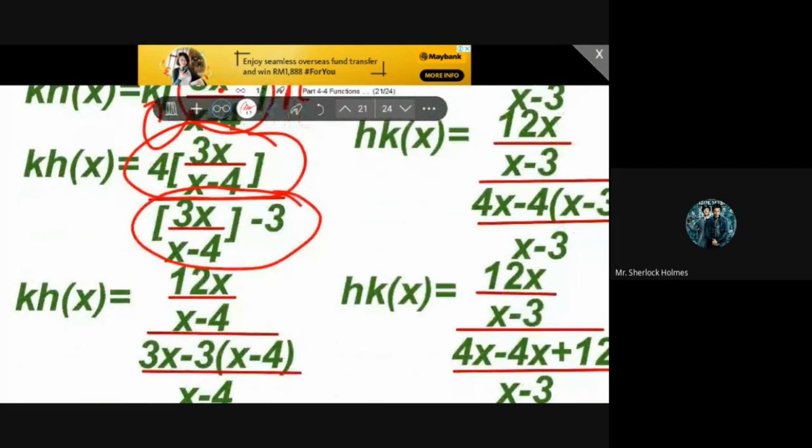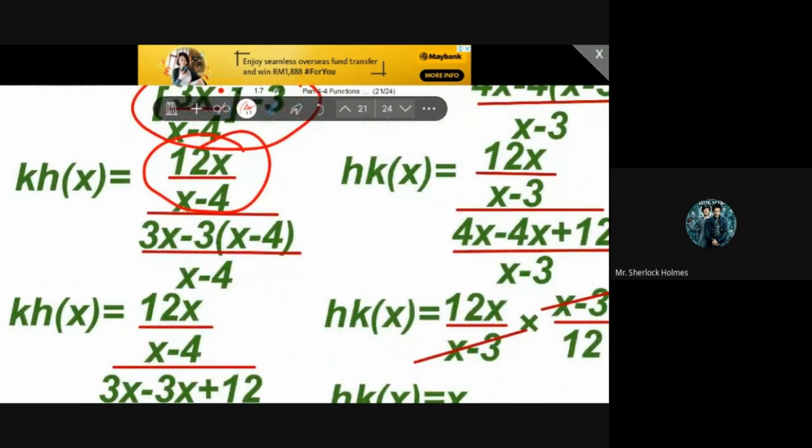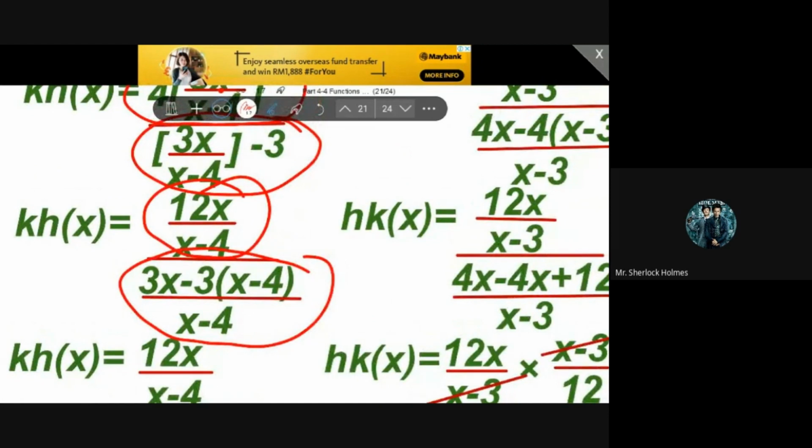So after this you can expand 4 and you can multiply with 3x. Kamu boleh dapat kat atas, kamu akan dapat 12x over x minus 4. And then from here, kamu kena merasionalkan penyebut pecahan. You must make it over x minus 4 so that you can make it into one fraction. Kamu combine kedua-dua ni jadi satu pecahan.